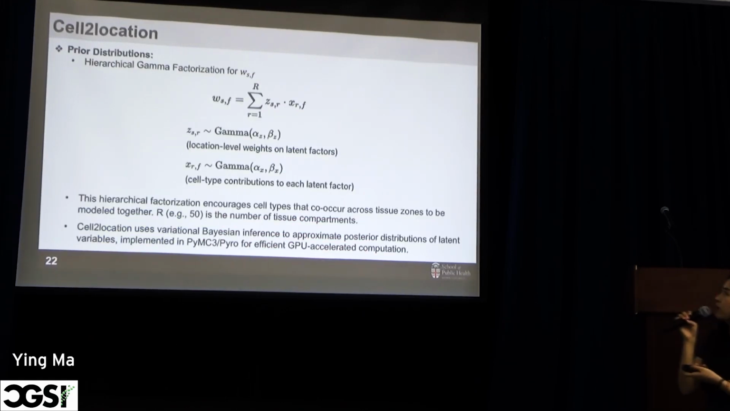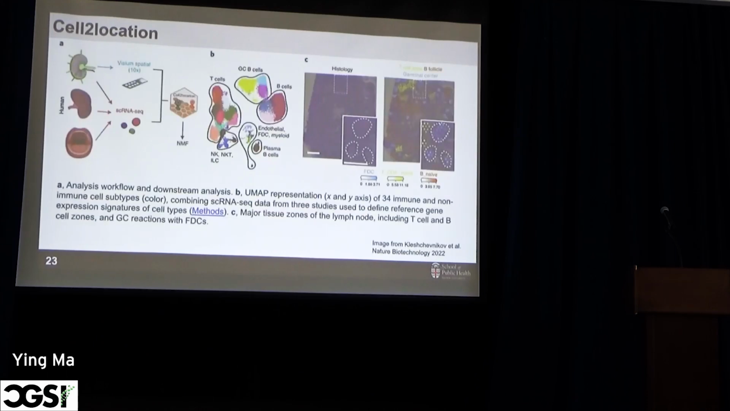So they also assume a prior distribution of these cell type specific weights to decompose it into the location level on these latent factors. The main prior assumption is trying to encourage cell types that co-occur across tissue regions to be modeled together. So if two cell types occur in the same tissue compartments, they should have very similar cell type specific weights. And they finally use variational Bayesian inference to estimate the cell type proportion. So this is the result published in their paper.